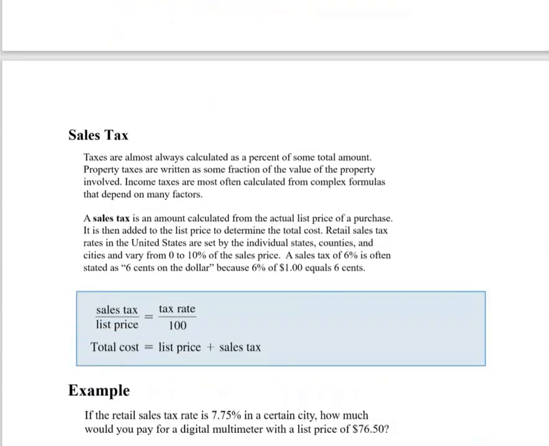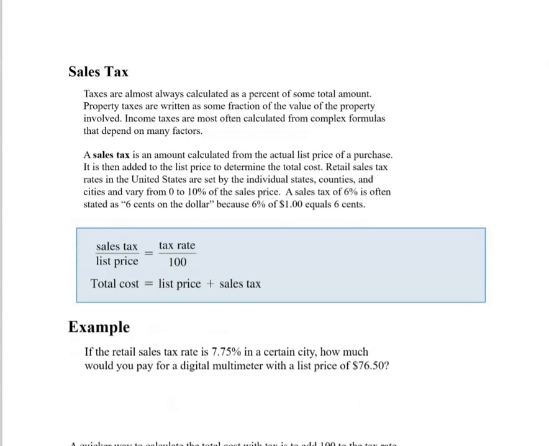Taxes are almost always calculated as a percent of some total amount. Property taxes are written as some fraction of the value of the property involved. Income taxes are most often calculated from complex formulas that depend on many factors. A sales tax is an amount calculated from the actual list price of a purchase. It is then added to the list price to determine the total cost. Retail sales tax rates in the United States are set by the individual states, counties, and cities and vary from 0 to 10% of the sales price.